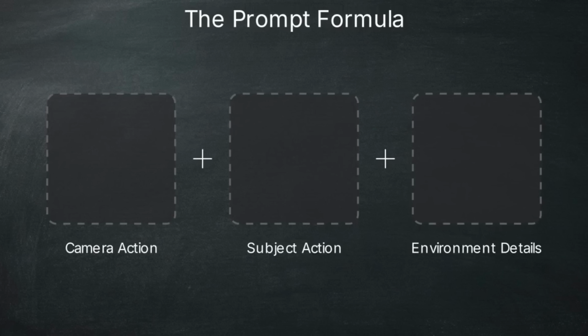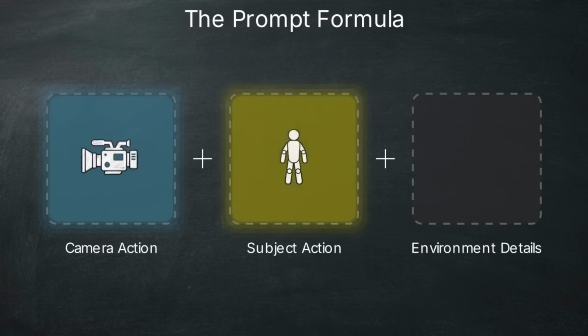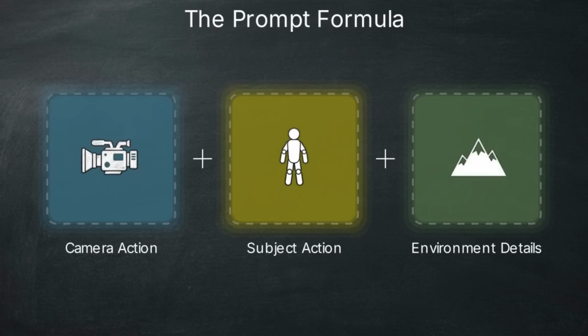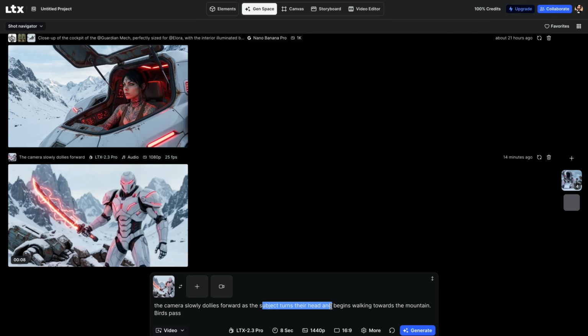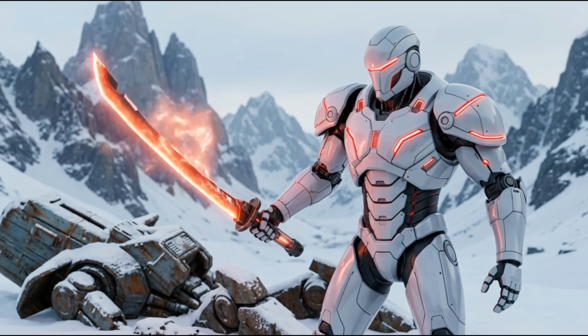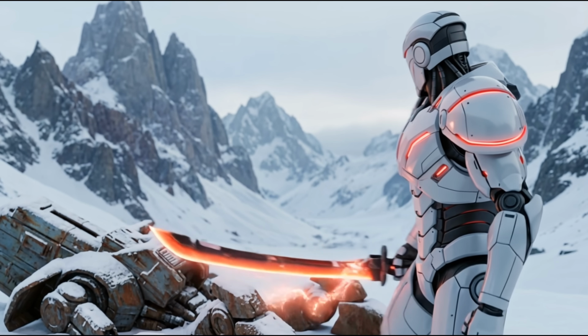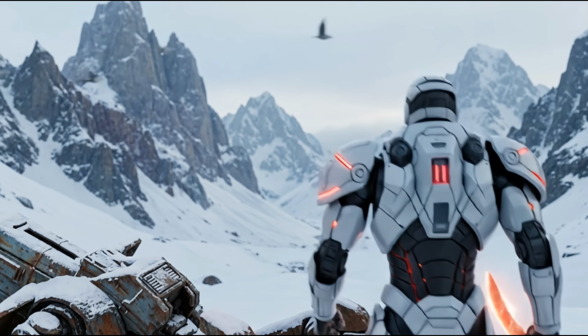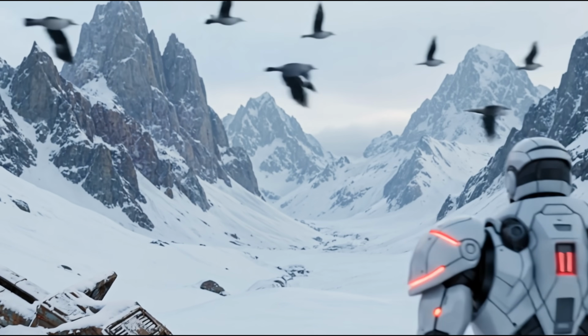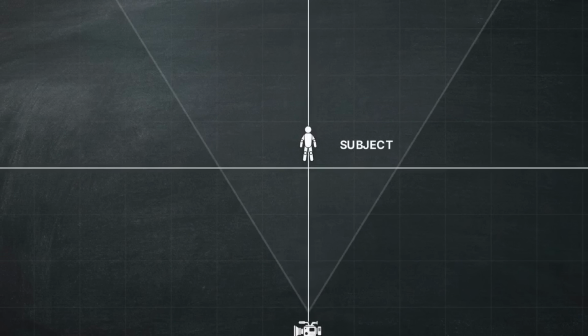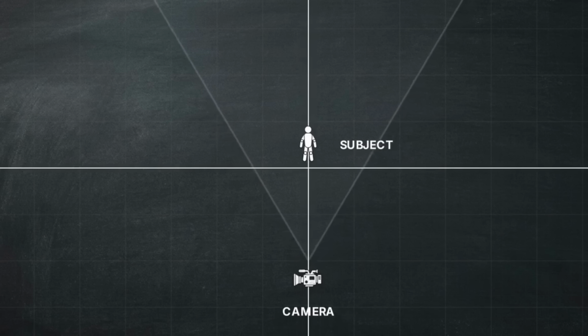Next, we add subject action and environment details. The camera slowly dollies forward as the subject turns their head and begins walking towards the mountain. Birds pass. Now let's see the result. As you realize, suddenly our result got improved.